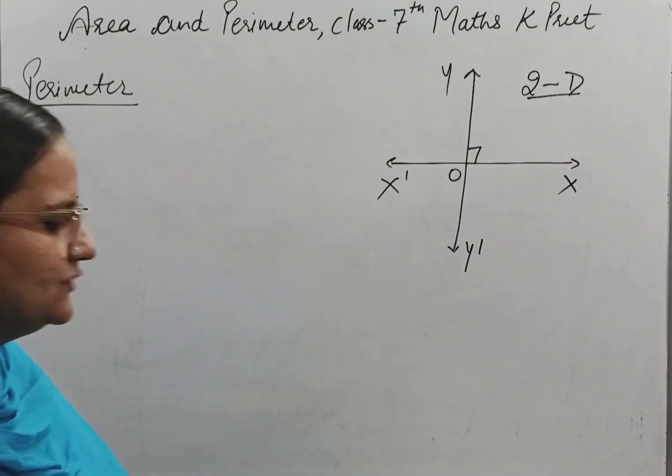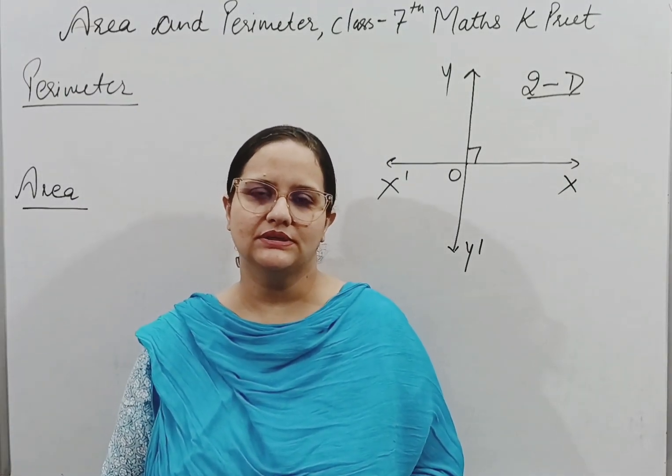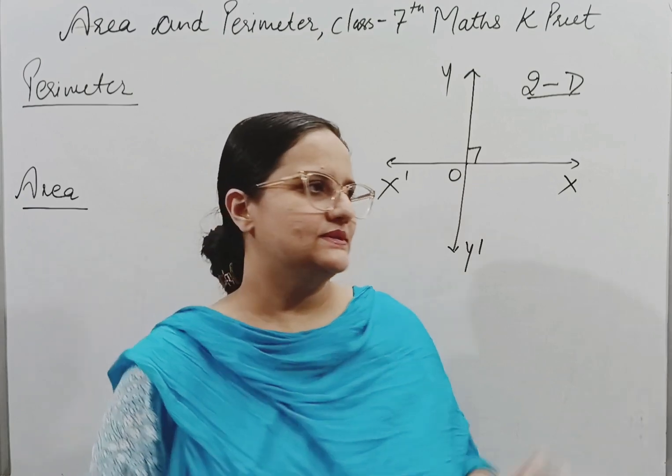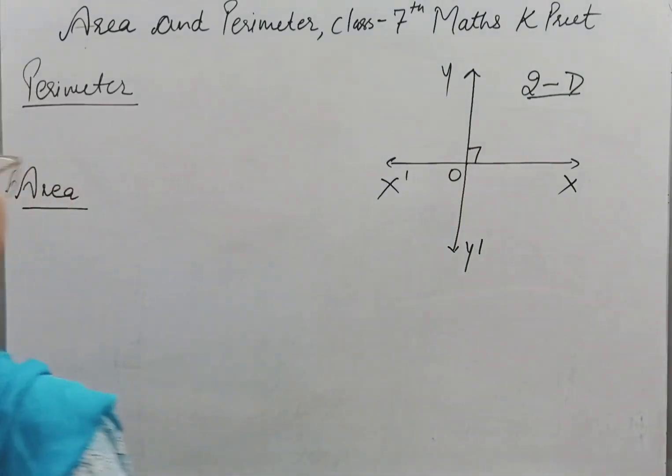Figures like square, rectangle, triangle, such figures are known as 2D figures or plane figures. So this is a plane. So these are known as 2D figures or plane figures. So let's see what a perimeter and area is.